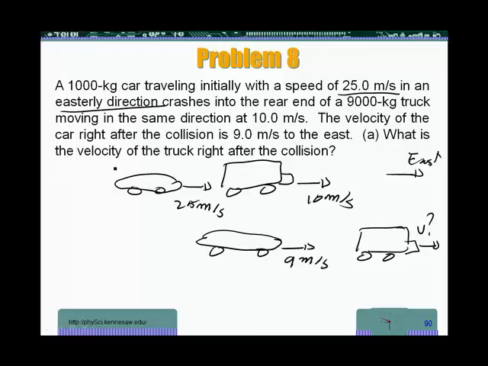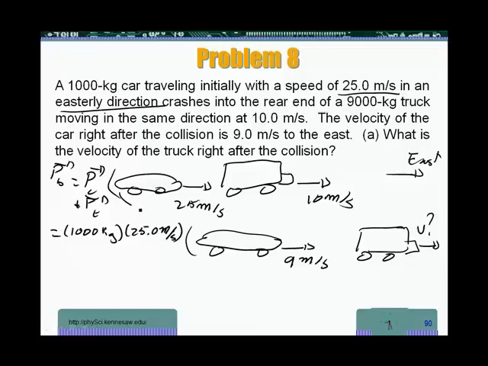Okay, again, momentum before should be equal to momentum after. Momentum before the collision is momentum of car plus momentum of truck. Okay, now what's the momentum of the car? The car's mass is 1,000 kilograms. I took too much space with these graphics. So 1,000 kilogram times 25 meters per second.